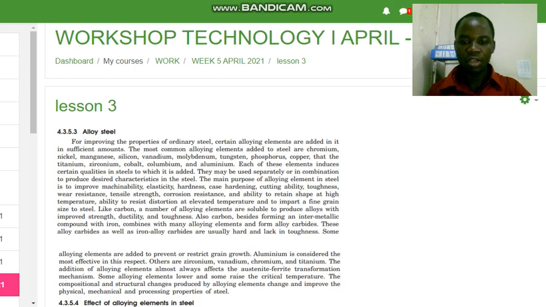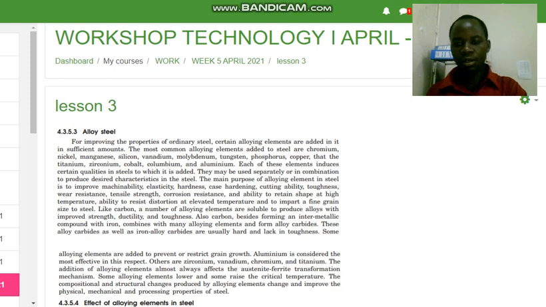The most common alloying elements added to steel are chromium, nickel, manganese, silicon, vanadium, molybdenum, tungsten, phosphorus, copper, titanium, zirconium, cobalt, columbium, and aluminium. Each of these elements induces certain qualities in the steel to which it is added. They may be used separately or in combination to produce desired characteristics in the steel.